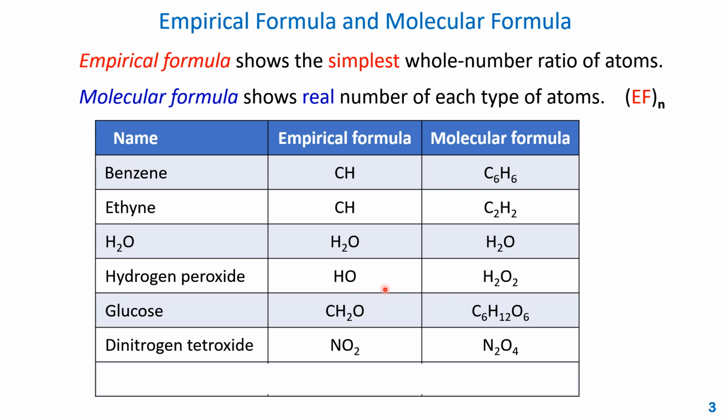Dinitrogen tetroxide. The molecular formula is 2 nitrogen, 4 oxygen here. And the empirical formula will be NO2 because 2 to 4 can be simplified to 1:2.